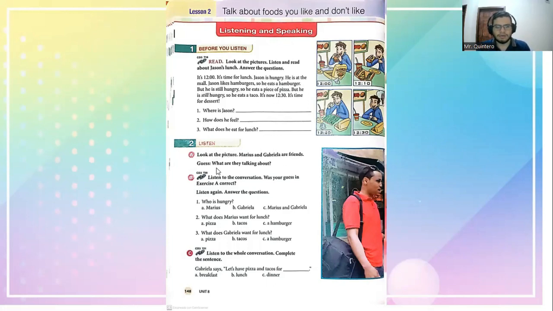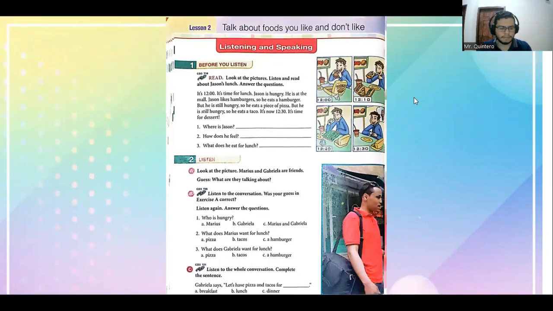The next one, listen, look at the picture. Marius and Gabriela are friends. Guess, what are they talking about? We're gonna listen to this audio number 20. Page 148. Listen. Exercise B.